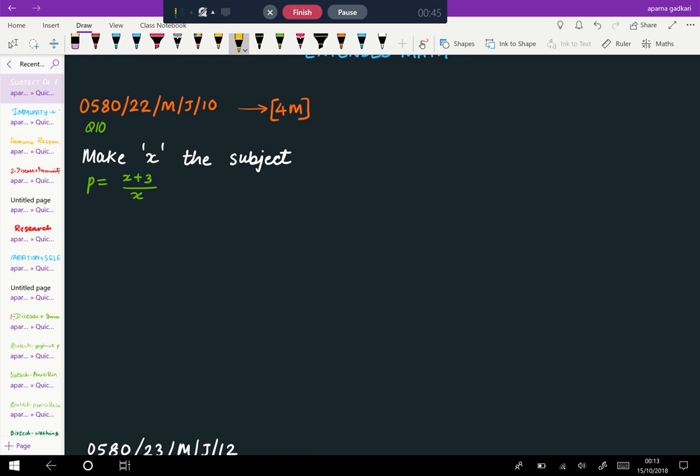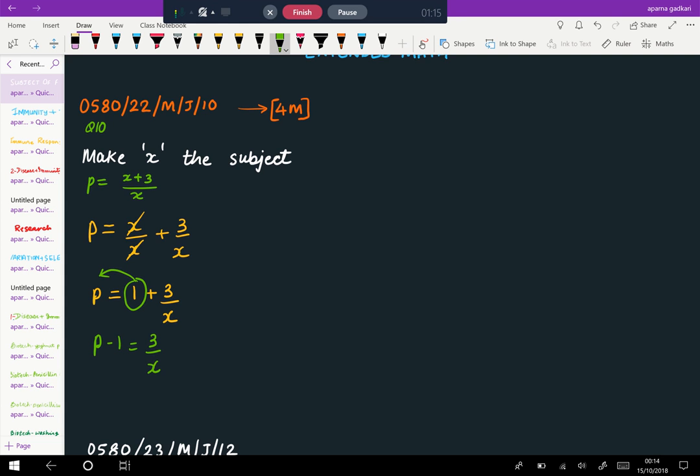Now it's very simple to solve this. First is split the right hand side. That is, rewrite it in the form I am showing it to you. Then the next is x and x get cancelled. So you have p equals 1 plus 3 divided by x. Since you want to make x your subject, you're going to push this 1 to the left. So this becomes p minus 1 equals 3 upon x.